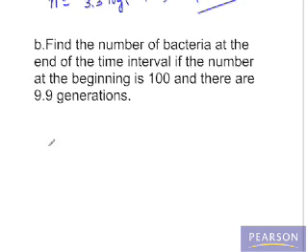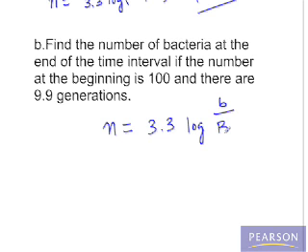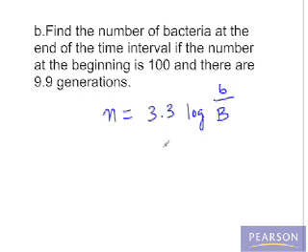Part B, find the number of bacteria at the end of the time interval if the number at the beginning is 100 and there are 9.9 generations. So again, we'll start with n equals 3.3 times the log of lowercase b over capital B. And again, we'll substitute in the values that we know. Find the bacteria at the end of the time interval.